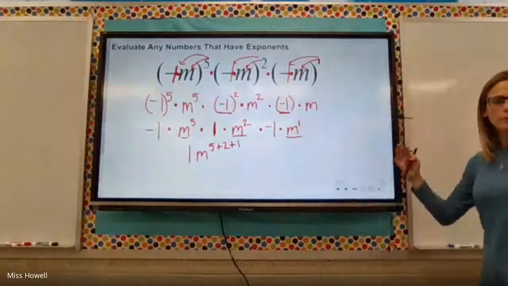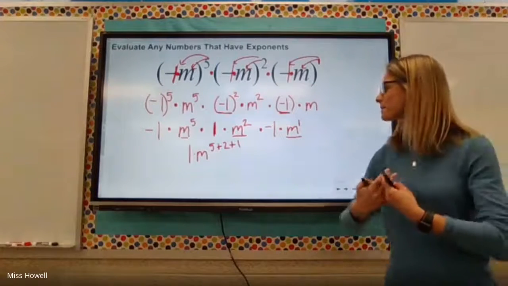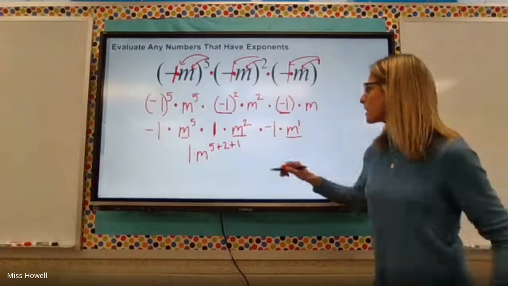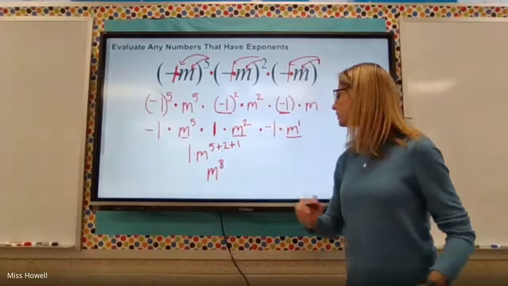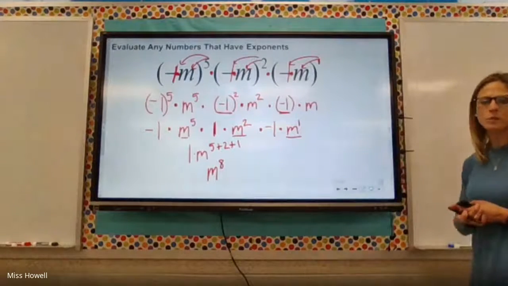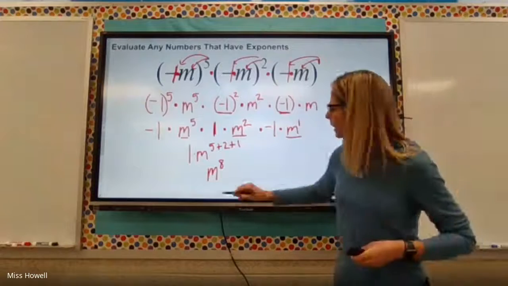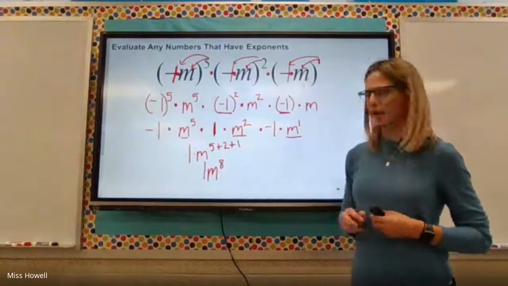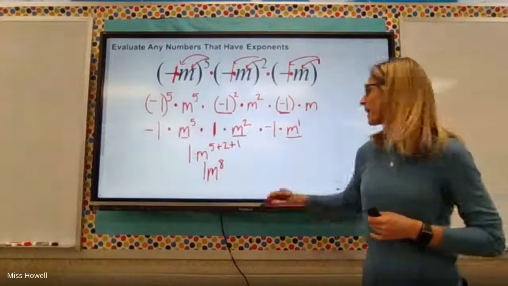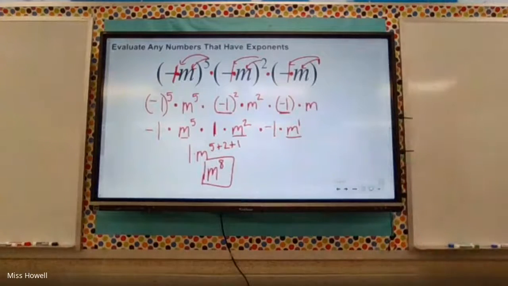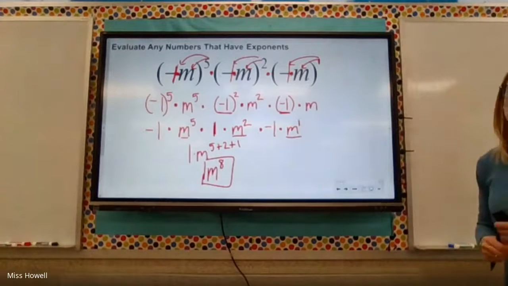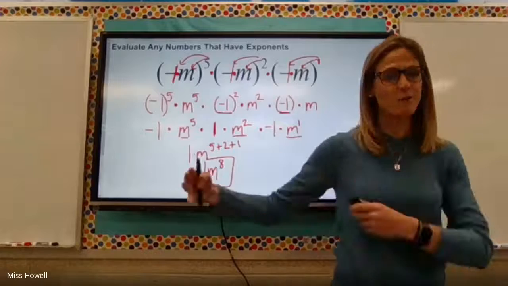All right, and now we can push everything together. 1 times m to the 5 plus 2 plus 1. 5 plus 2, 7 plus 1 more, 8. So m to the 8th would be our most simplified, most basic way to write this problem. Or I could technically put 1m to the 8th. All right, just doing it like this as m to the 8th is a more basic, simplified way to write it, but I wouldn't be wrong to include the 1 as our coefficient out front.